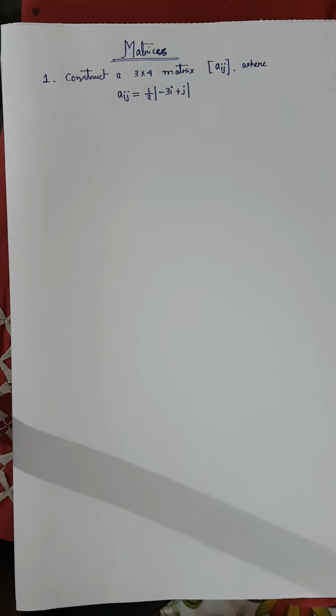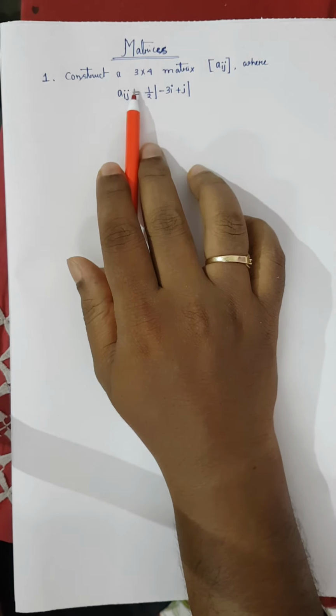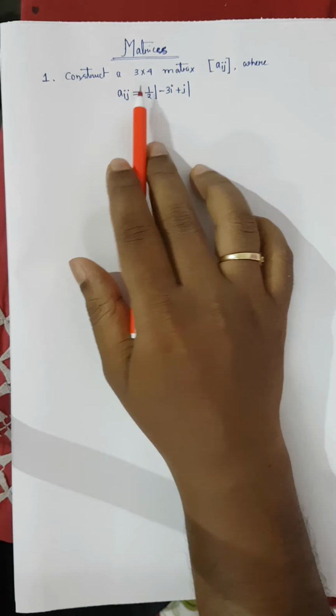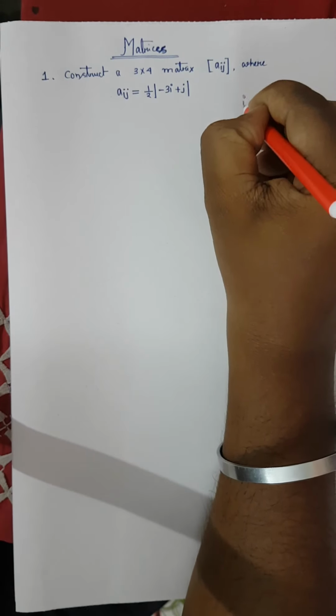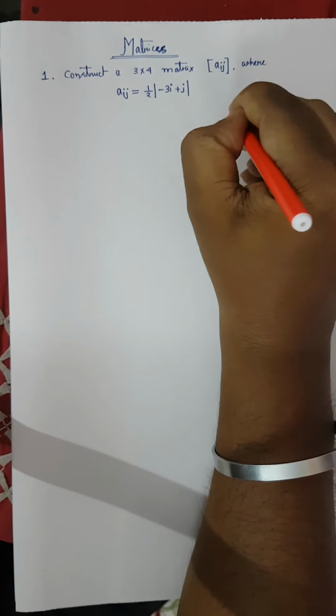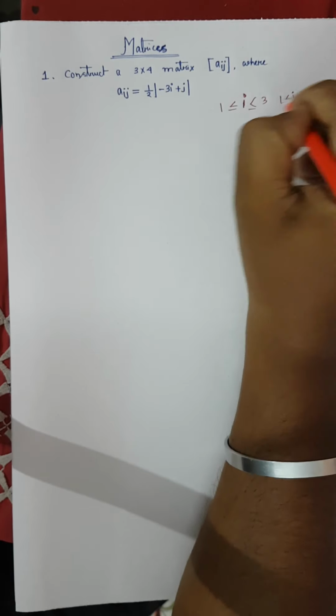So number 1, construct a 3 by 4 matrix A = [aij], where aij is equal to half into the modulus of minus 3i plus j, where aij denotes the element of ith row and jth column. So it's a 3 by 4 matrix, that is there will be 3 rows and 4 columns, so 12 elements are there. So value of i will range from 1 to 3 and value of j will range from 1 to 4.